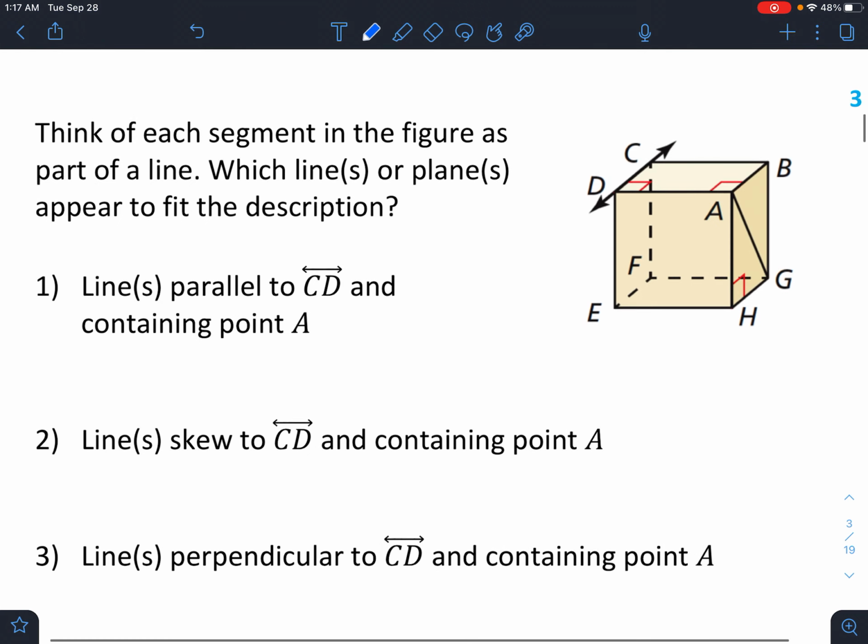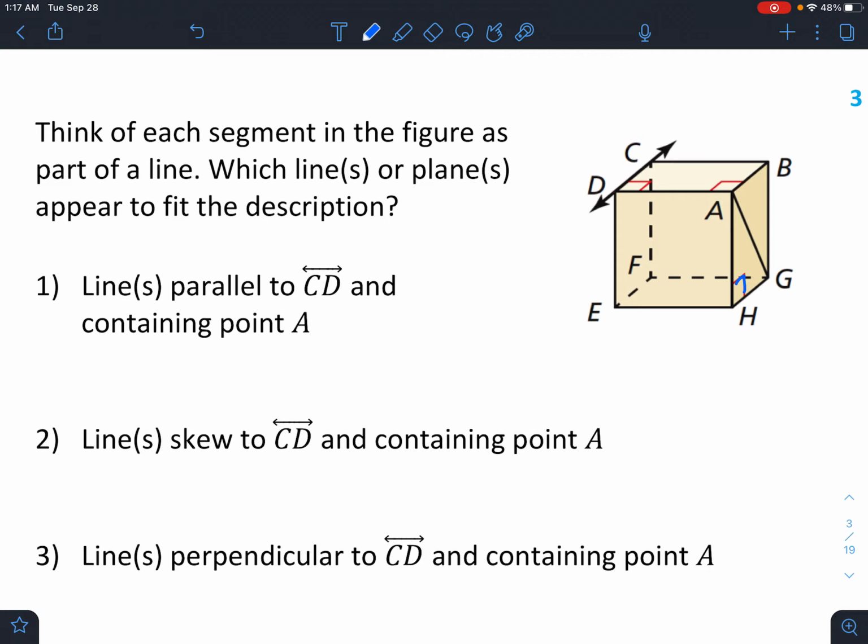Okay, so here's a quick little exercise. I want you to think of each segment in this figure as being part of a line, and we're going to assume that this is a cube shape. You can see some little right angles drawn in there. It says which lines or planes appear to fit the descriptions.